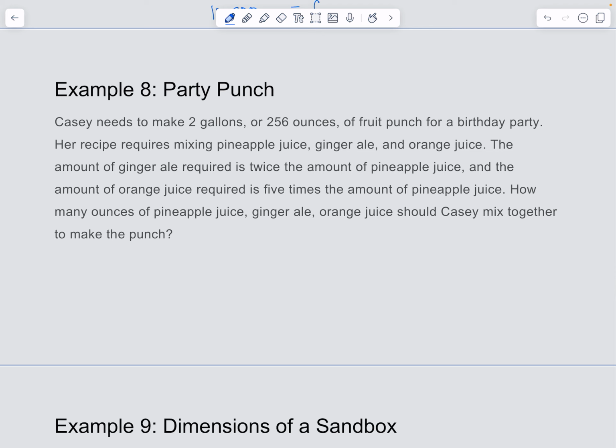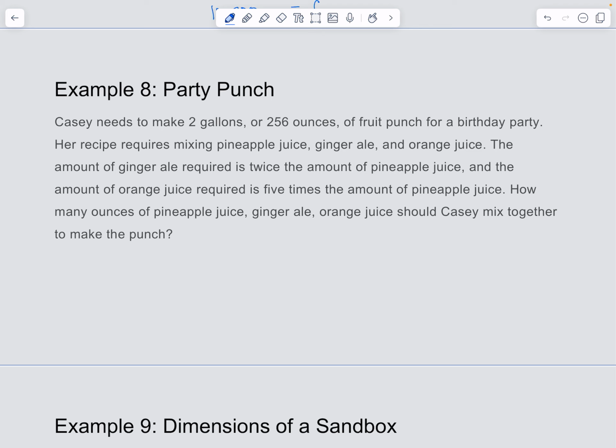Okay, here we have Casey making some punch. Casey needs to make 2 gallons, which is 256 ounces of punch for the party. Her recipe requires mixing pineapple juice, ginger ale, and orange juice. The amount of ginger ale required is twice the amount of pineapple juice, and the amount of orange juice required is 5 times the amount of pineapple juice. How many ounces of pineapple juice, ginger ale, and orange juice should Casey mix together to make the punch? Now this is where our translating skills come into play. Go ahead and pause and try it, and then we'll go over it.